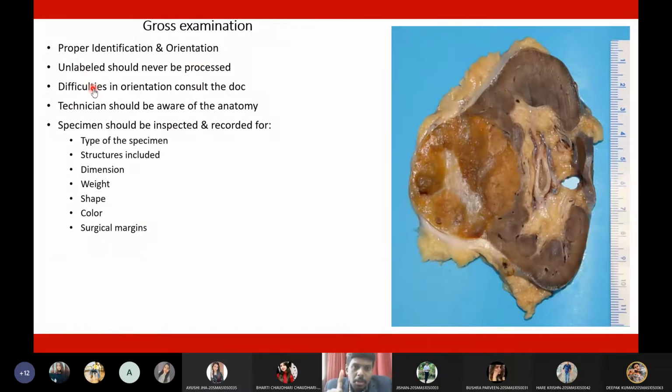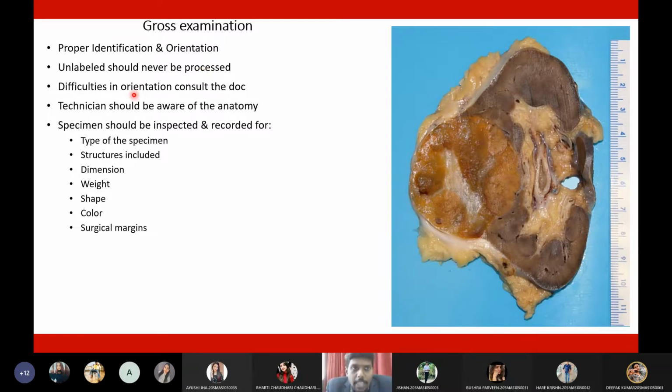Then, at any cost, we should not process unlabeled samples. Unlabeled specimens should not be processed. If there is no labeling on the sample, don't process it. Okay, that is another important thing.